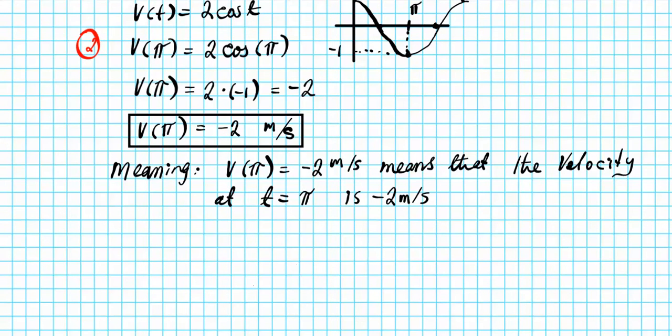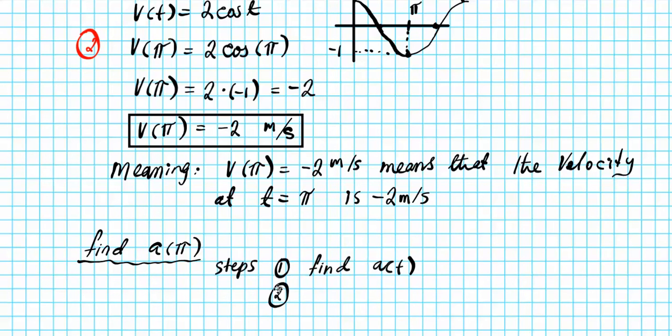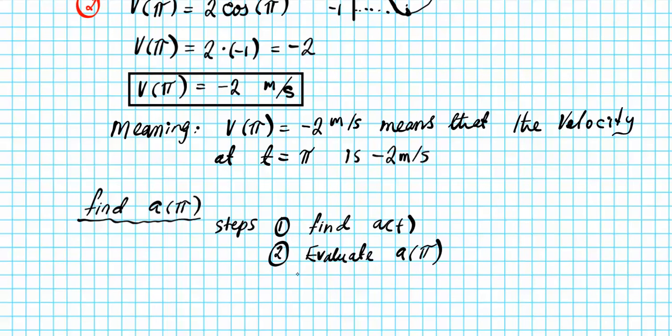Okay, let's advance to the second part. We have to find a of pi. Now just like v of pi, we have two parts to the steps. The first part is to find the acceleration function. That's the calculus process. Then we evaluate it at the specified time. This is the arithmetic component. So don't forget, calculus comes before arithmetic when you're evaluating derivatives at specified input values, okay?